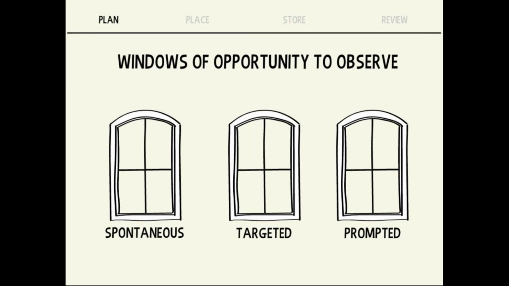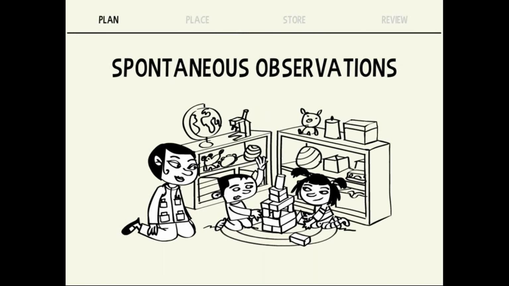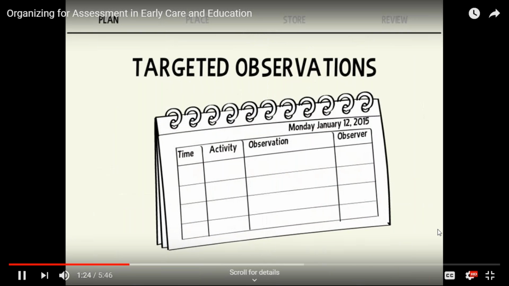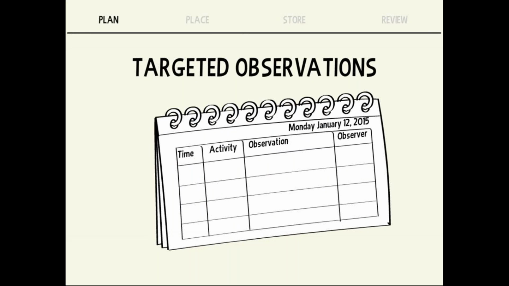Spontaneous observations occur as part of your interactions with children throughout the day. You see or hear something that tells you about what the child is learning or feeling. For example, you may spontaneously observe cooperative play with peers or problem-solving skills in the block area. Targeted observations involve purposeful planning of when and where to observe particular skills or behaviors. Identify times, places, and activities that provide opportunities to assess specific skills. Schedule targeted observations on your calendar.